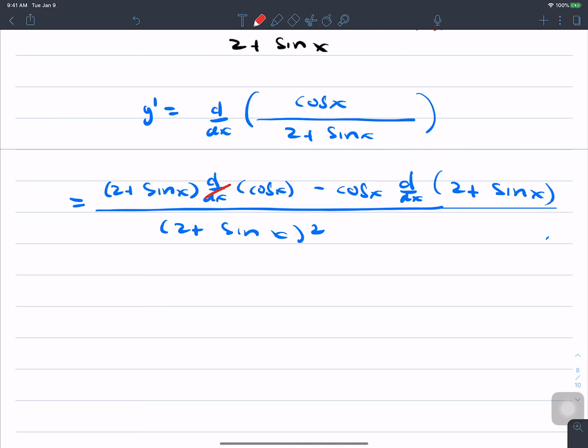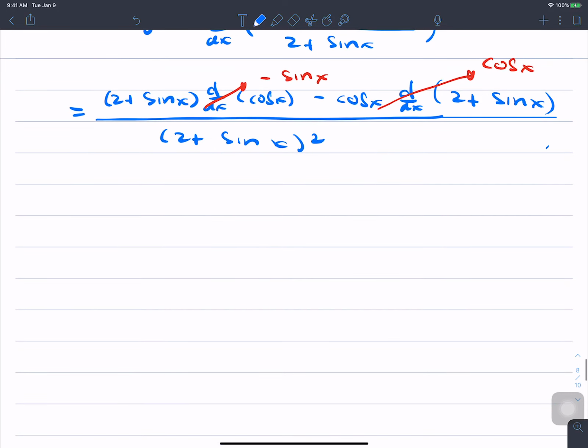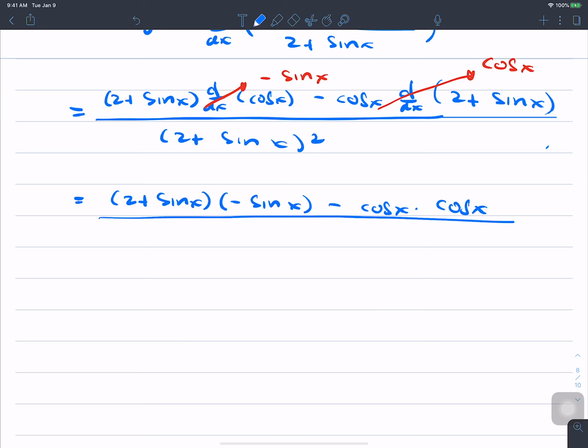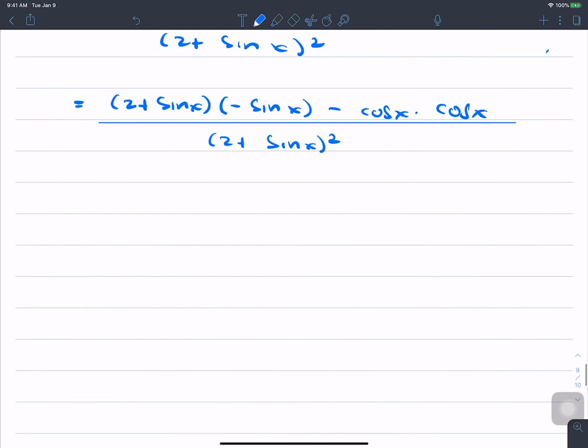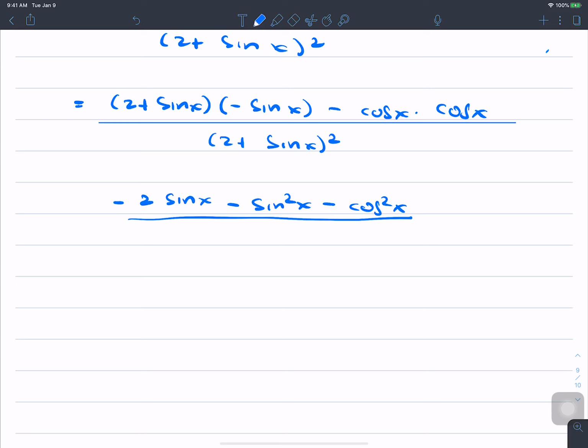Derivative of cosine is minus sine. Derivative of sine is cosine. Two plus sine x times minus sine x minus cosine x times cosine x, everything over 2 plus sine x squared. So we're going to get, let's distribute: negative 2 sine x minus sine squared x minus cosine squared x, over 2 plus sine x squared.